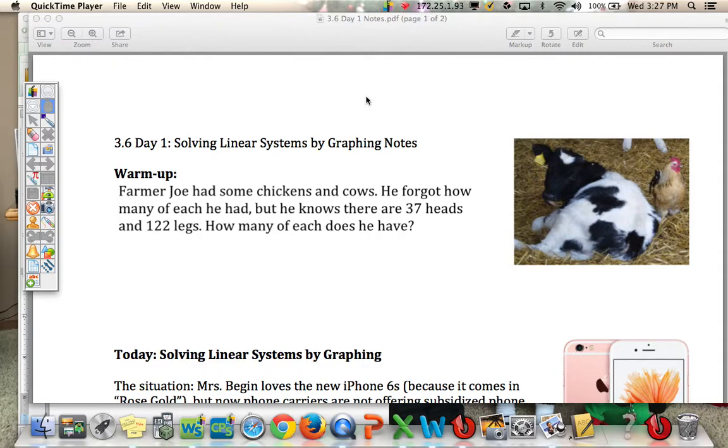We're going to spend a few days looking at solving linear systems, and today we're going to look at how you can do that with graphing.